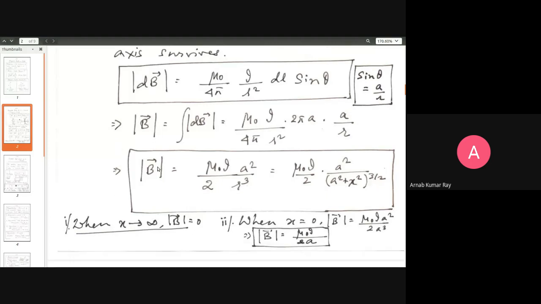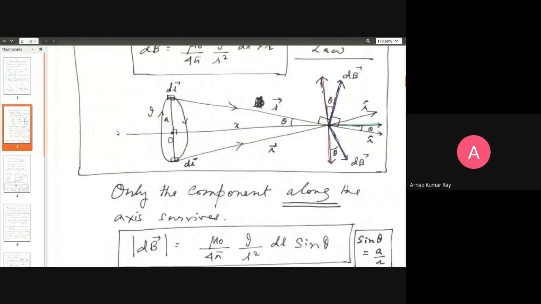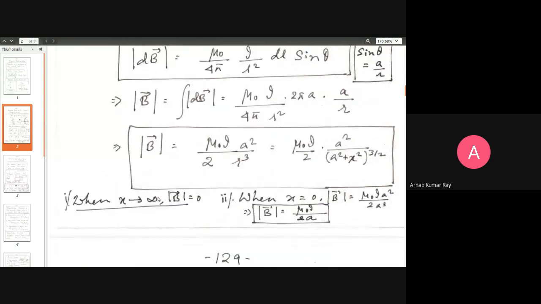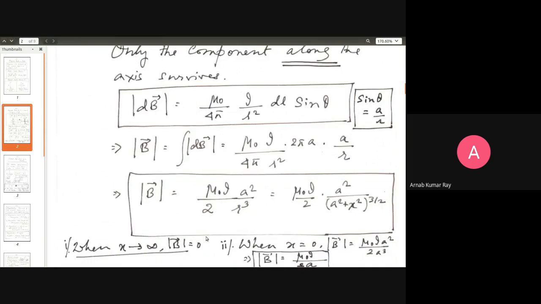That is the magnetic field B, and that magnetic field B will be directed along this axis all the time. So when x goes to infinity, this thing will be divided by a very large number and B will be 0. So along the axis, the magnetic field is weakening. If you go this way to infinity, the magnetic field will be 0.